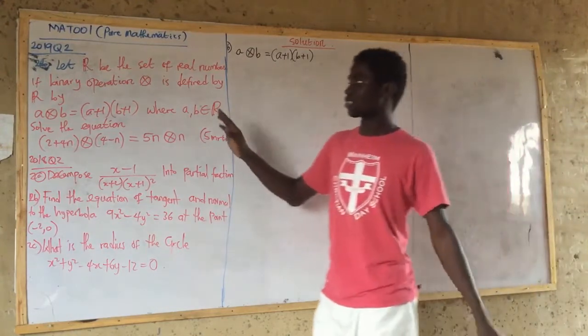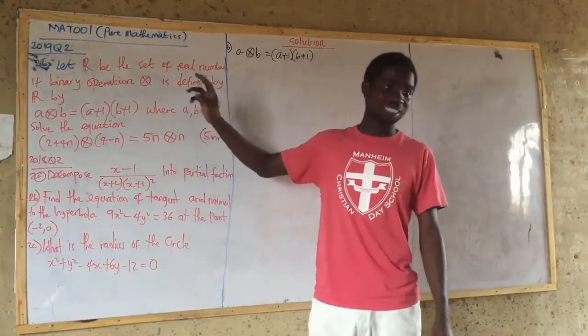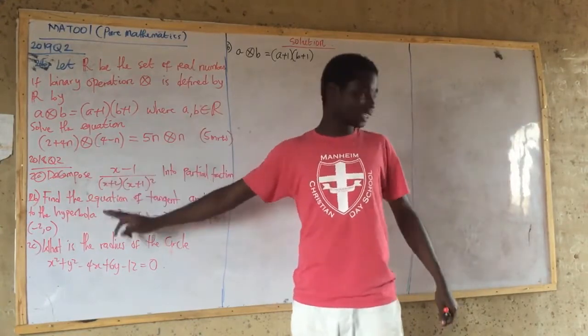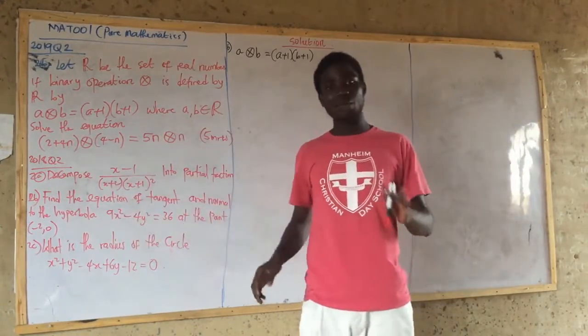So this is the next set of questions. This is binary operation. It came out in 2019 question 2B. This is 2018 question 2A and 2B. Now, let's see how we are going to solve this.